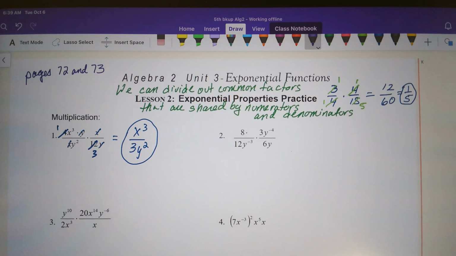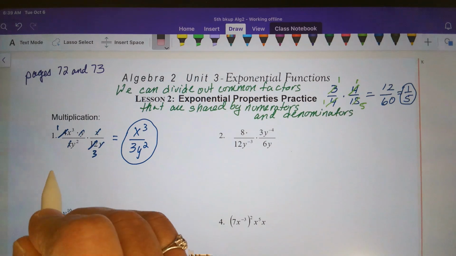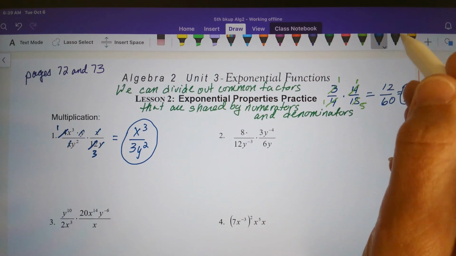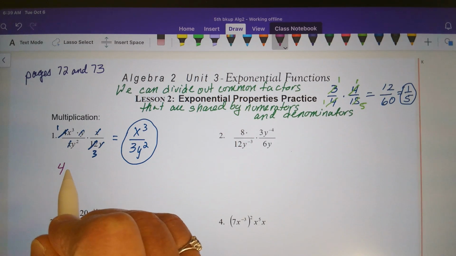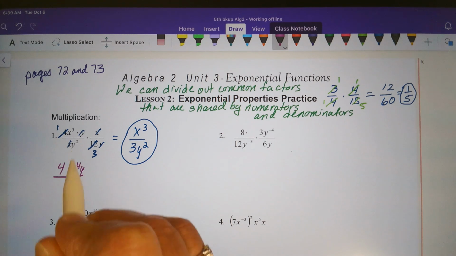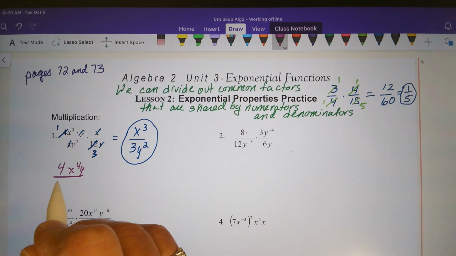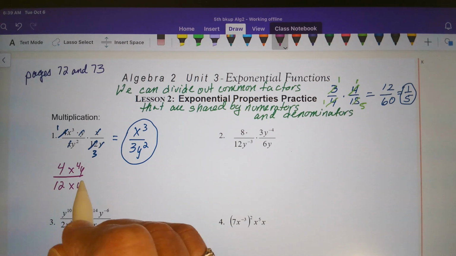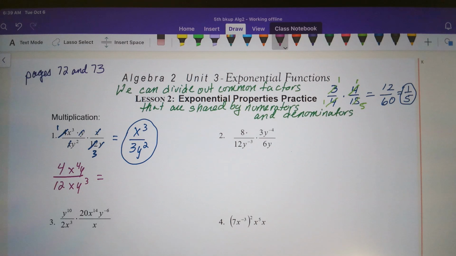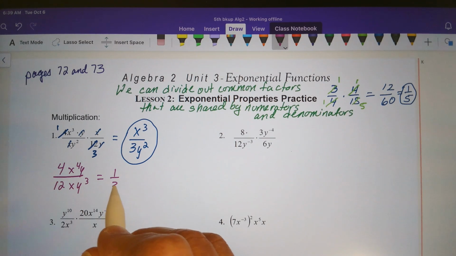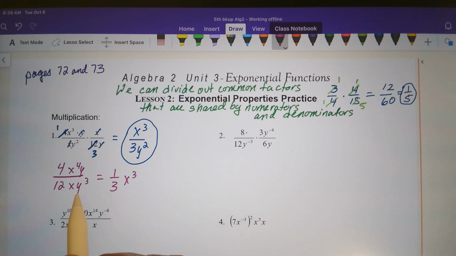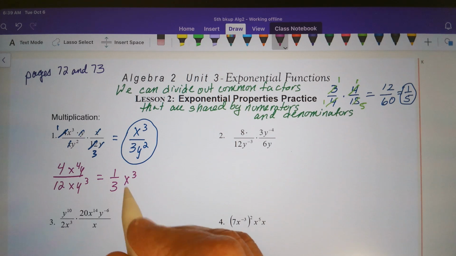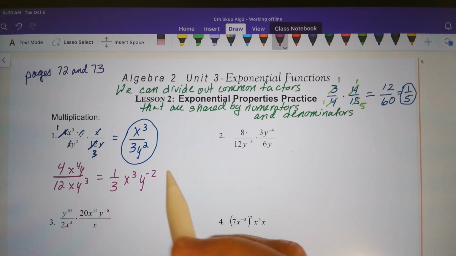Or I could have left things as they are and just multiply across. X to the third times x is going to be x to the fourth. So we have 4x to the fourth y divided by 12x y to the third. And now 4 and 12 reduce to 1/3. X to the fourth divided by x is x to the third. And y divided by y to the third, subtract those exponents, is y to the -2.